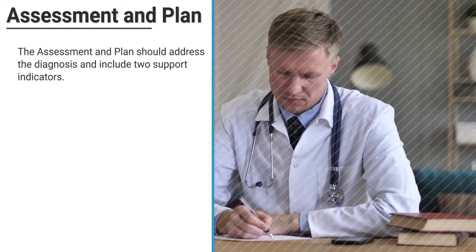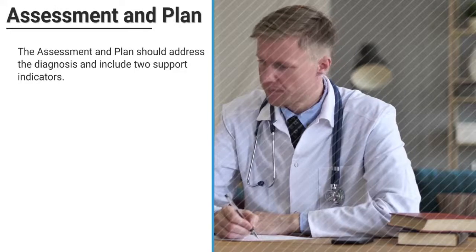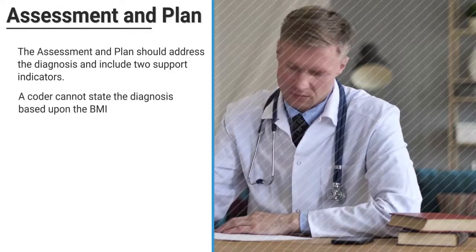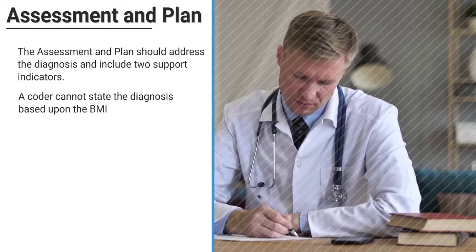The assessment and plan should address the diagnosis and include 2 support indicators. A coder cannot state the diagnosis based upon the BMI. Let's see an example of a progress note for morbid obesity.